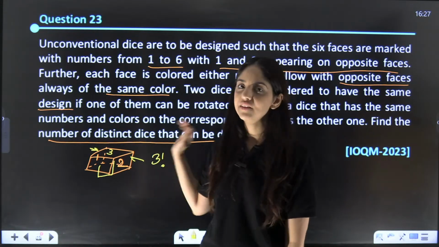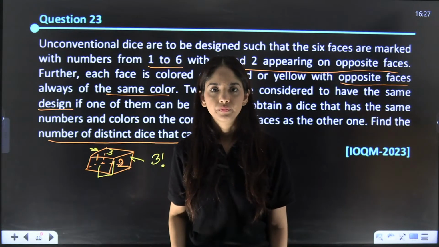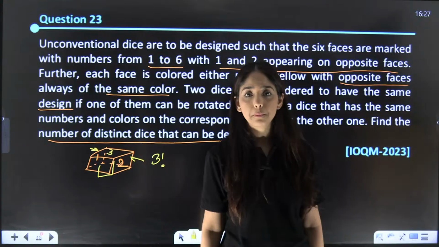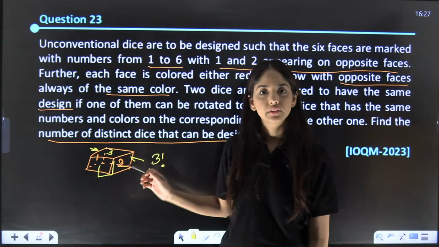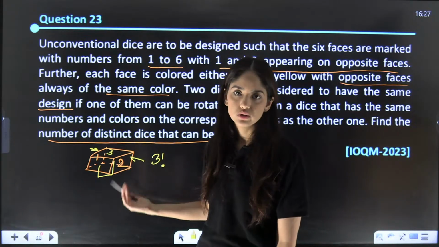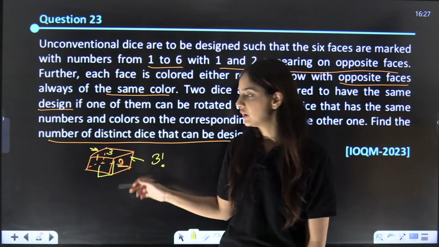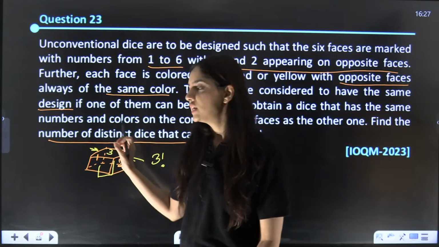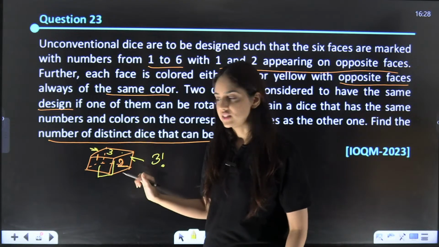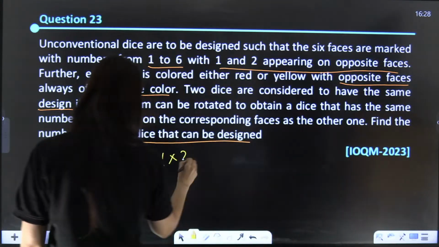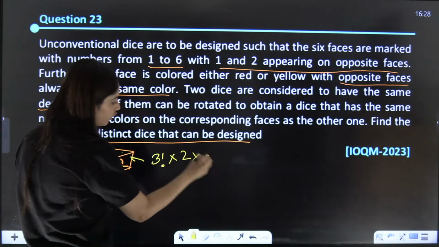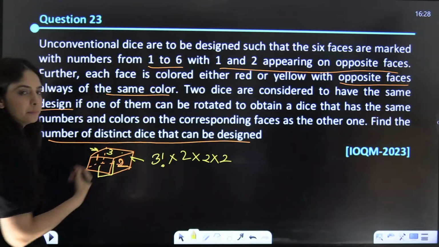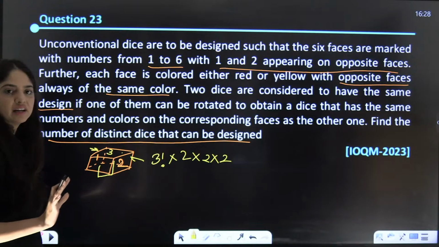And now we have numbered the dice. Right, now we have unique configuration for the numbers. Now comes the color part. 1 and 2 need to have the same color. 3 and whatever goes on the bottom face need to have the same color, and these 2 have to have the same color. Basically, we have to color these 3 sets of opposite faces. So 2 options for left and right, 2 options for top and bottom, and 2 options for front and back. And that is your final number of configurations.